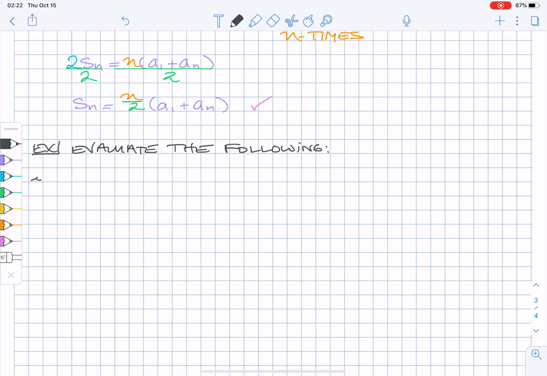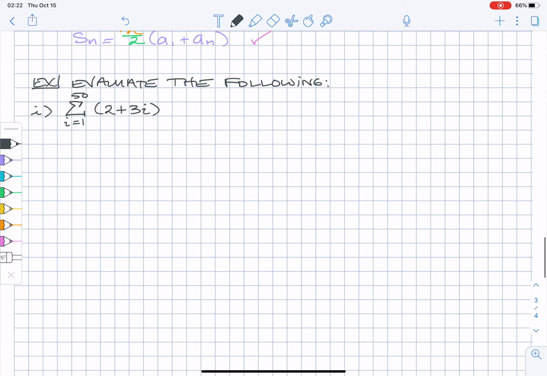Okay, so number 1, let's say we have the sum, sigma as index i counts from 1 to 50, of 2 plus 3i. So we have the sum as the index counts from 1 to 50 of 2 plus 3 times the index i.